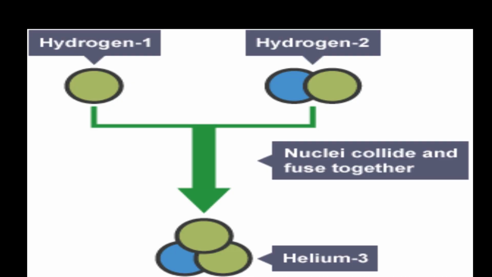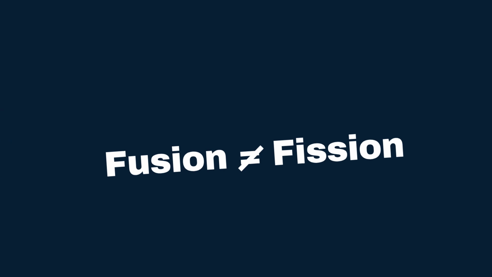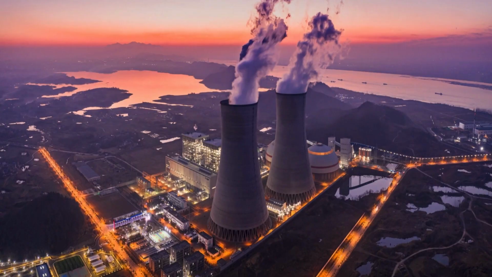Nuclear fusion is a process whereby hydrogen atoms are combined and converted to helium. This process creates even more heat and light. Not to confuse fusion with fission though. Fission is splitting atoms to create heat, like in nuclear power plants.